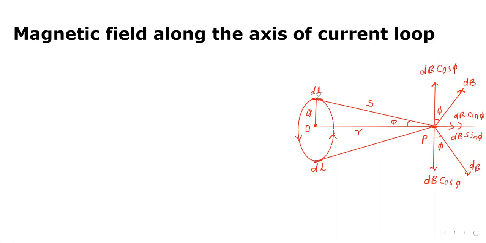Now we consider a dl current element here and the diametrically opposite current element here, and then we check its components. So let's write dB due to current element dl by using Biot-Savart's law. dB equals mu naught upon 4 pi, I dl sine theta divided by distance s, so s square. Here theta will be the angle between dl and s.